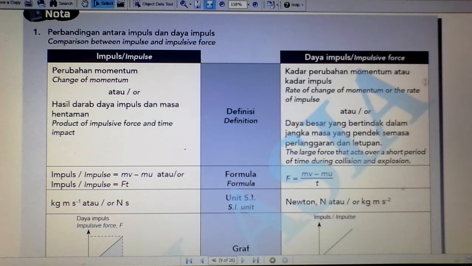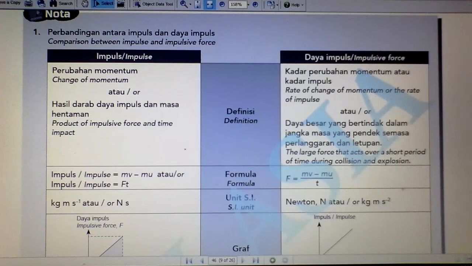For impulsive force, the definition is the rate of change of momentum, or the rate of impulse during collision, or the large force that acts over a short period of time during collision and explosion. Okay, now we go to the formula. The formula for impulse is defined as change in momentum or product of impulsive force and time of impact. So the formula is mv minus mu or Ft.